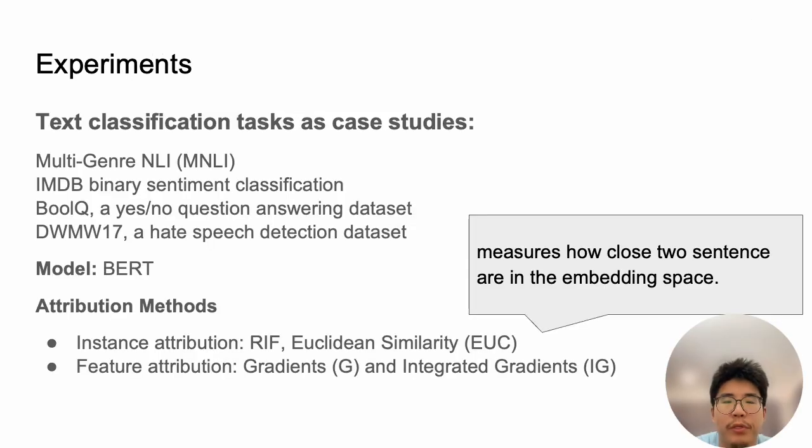I will then introduce their experiments. They mainly conduct case studies on various classification tasks such as MNLI, IMDB sentiment classification, and so on. They also do the influence analysis for the BERT model. For the instance level attribution methods, they test the RF and the EUC. Here the EUC uses the Euclidean distance to measure how close two sentences are in the embedding space.